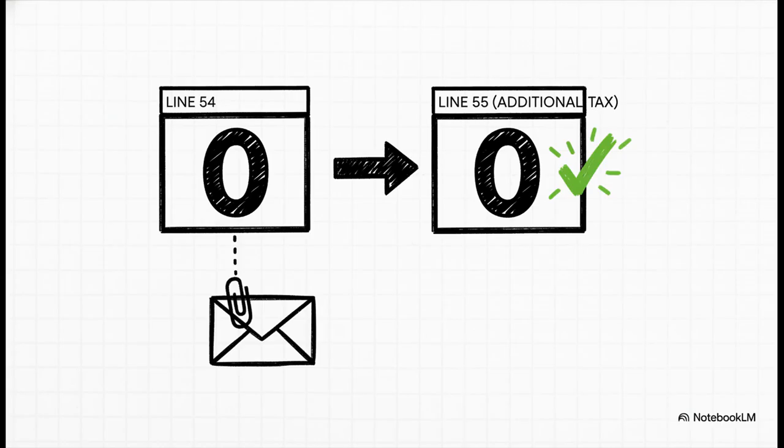And here's the magic of that little move. Because you put 0 on line 54, guess what line 55, the line that calculates the tax, is going to be? Yep, also 0. You're not hiding the failure. You are formally reporting it while at the same time asking for full relief. From here on out, the fate of your request lies completely in that explanation you're going to attach.